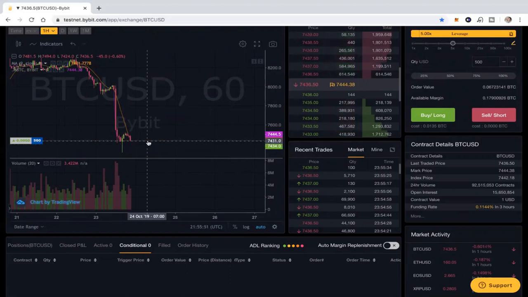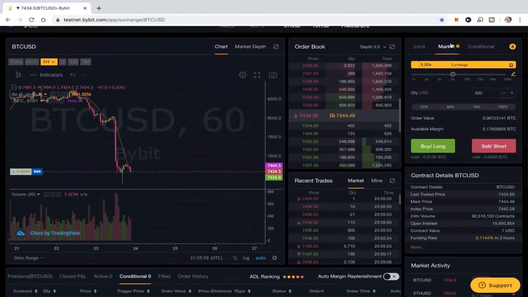And so you might be thinking, I think it's come to a bottom, I'll do a market order. I'm going to buy it at this position right here. And of course, that's where you go into market up at the top here. You'd have a price of 7,434. You'd buy, let's say, 10,000 contracts and you click buy long. And of course, that would execute the trade immediately.